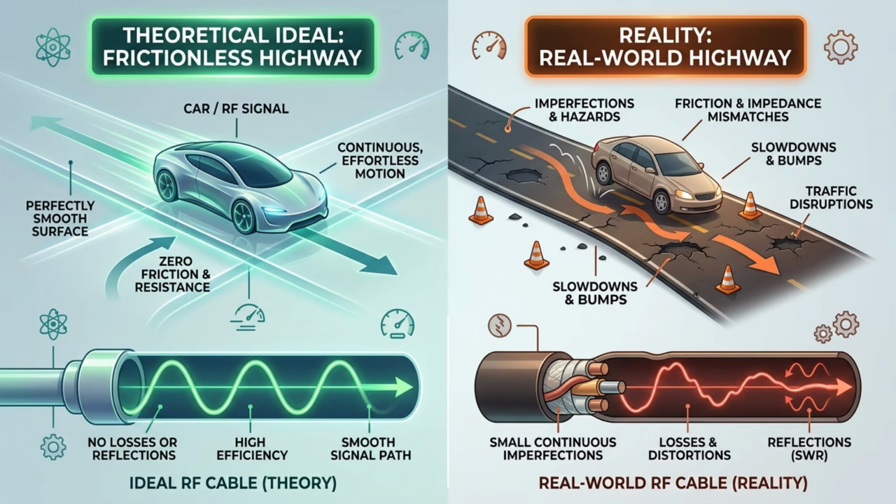Intuitively, imagine a perfectly smooth highway in theory, where cars move without friction. In reality, the road has bumps, curves, and traffic disruptions that slow movement and create inefficiencies. Real RF cables behave in a similar way, where small imperfections continuously affect signal propagation.